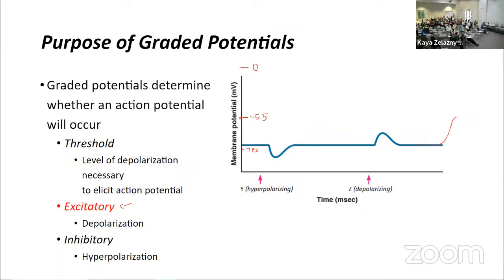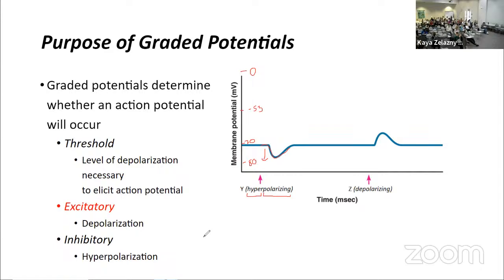Not all our graded potentials are in that direction though. We can also have graded potentials that make the cell even more negative, so that go down. If you go from -70 to -80, you've gotten farther away from 0 and farther away from your threshold. This is making it even more polarized, even more negative. That graded potential we refer to as hyperpolarizing.